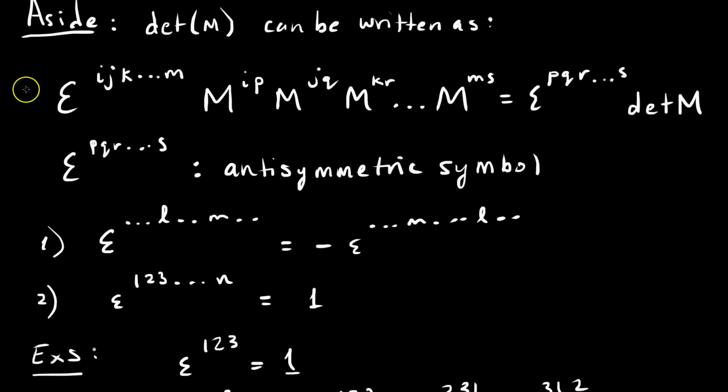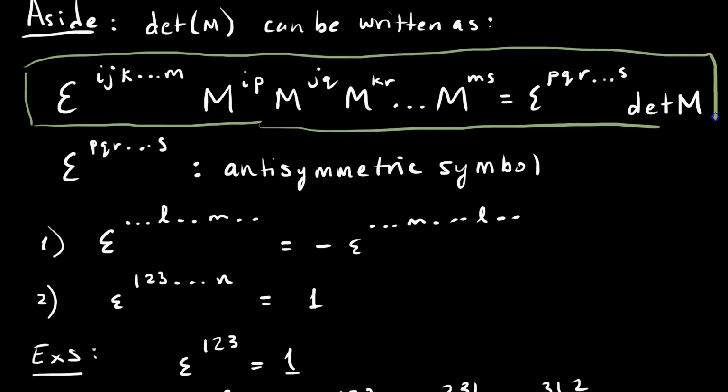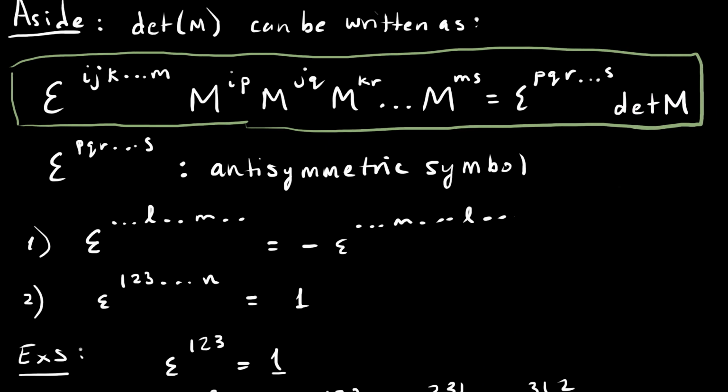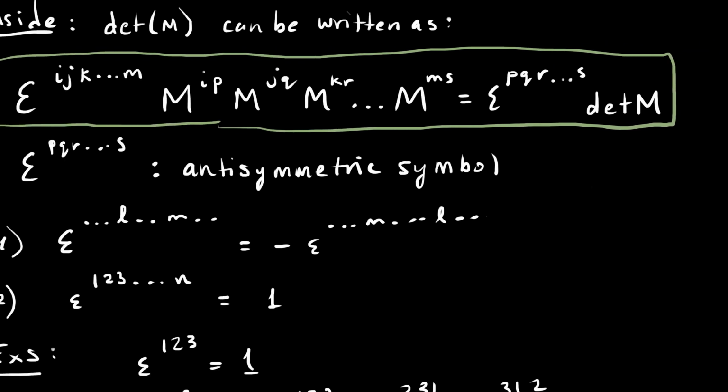What is this beast over here? Let me just box this guy. All right, what is this beast? So let's do an example, of course. Let's do the 2 by 2 case. So 2 by 2. Okay. For the 2 by 2 case, we have this.